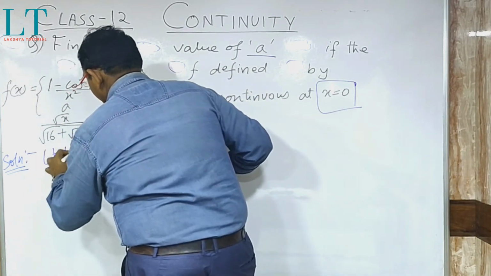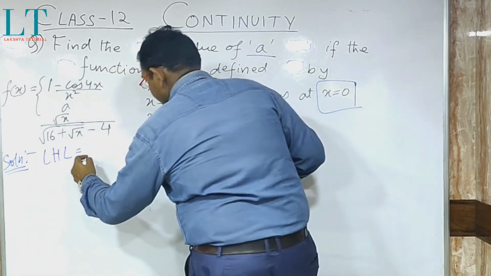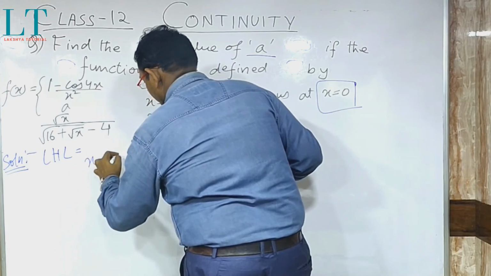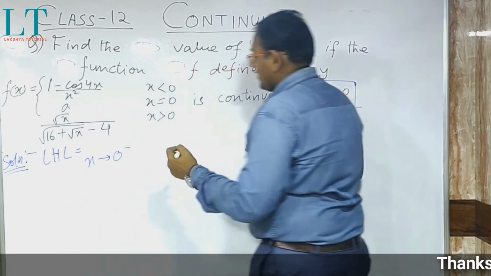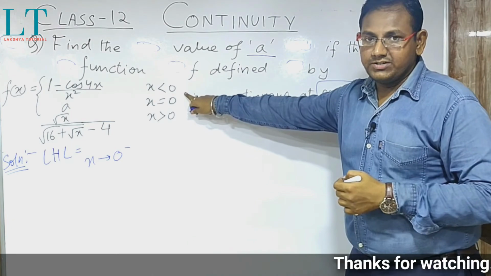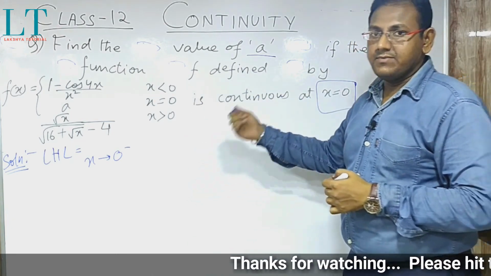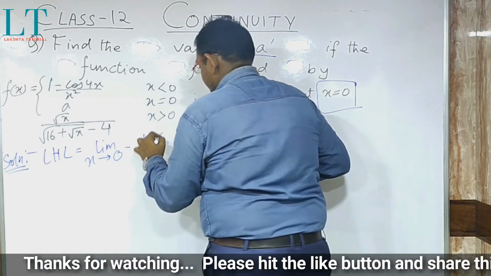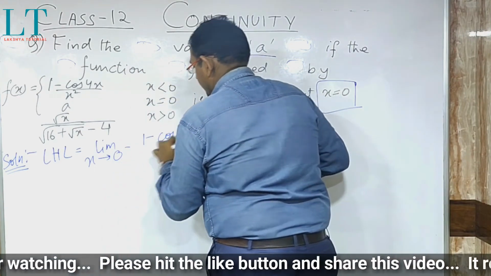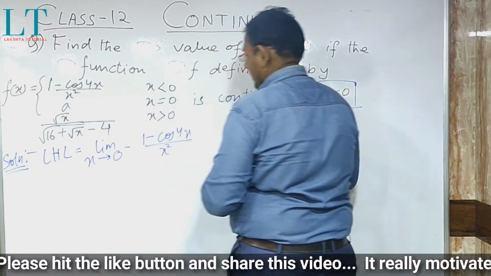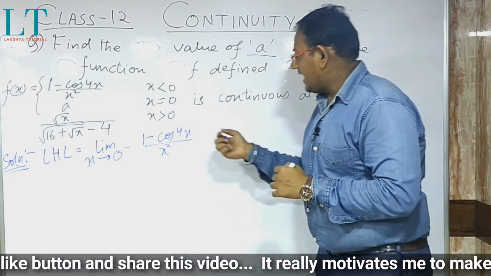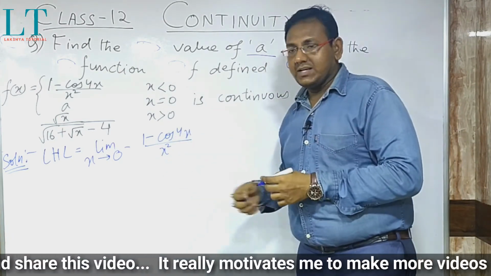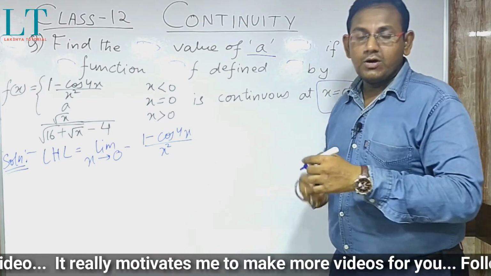We will start with left hand limit. Now left hand limit is x tends to 0 negative. Why 0 negative? We need to check at the point 0. Because it is left hand limit, we will write negative sign. This is limit 1 minus cos 4x by x square. Now the first thing is that we cannot simplify this one if we keep it like this. We need to apply the formula.